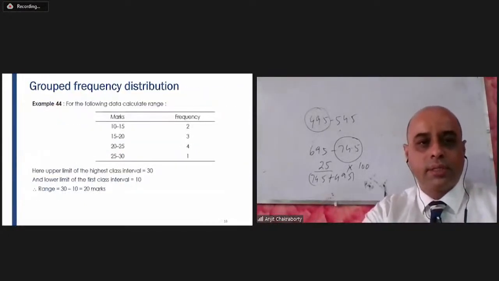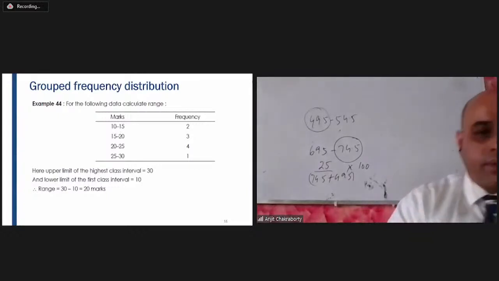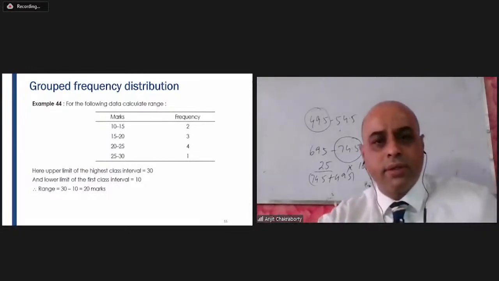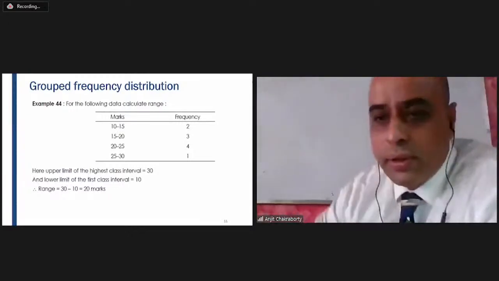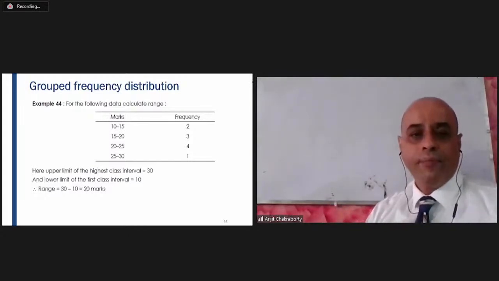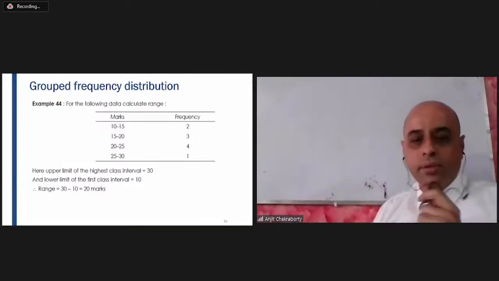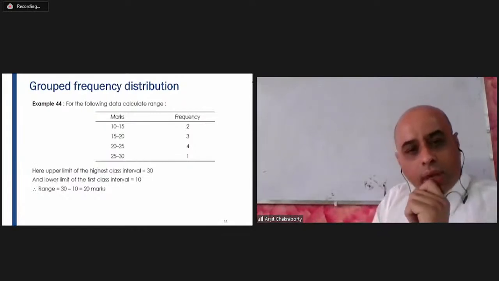Now we will move to the next example. Here again, you can see a problem on group frequency distribution. So 10 to 15, 15 to 20, 20 to 50, and 25 to 30. So you could expect these type of problems in the exam. So let us find out the range, and along with the range, we will also understand what will be the coefficient of range. Okay. So you can see in the classes given, 10 to 15 is the lowest class, 25 to 30 is the highest class.